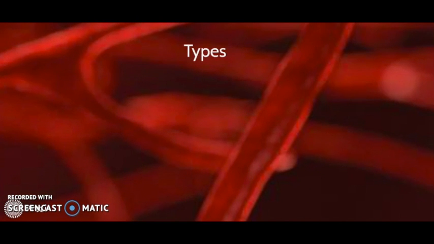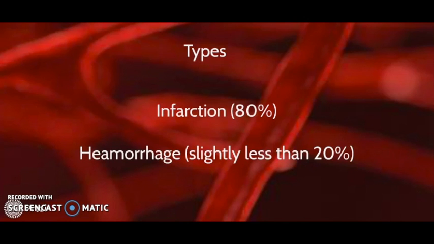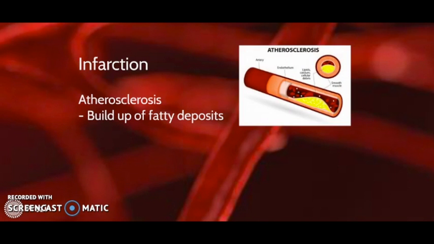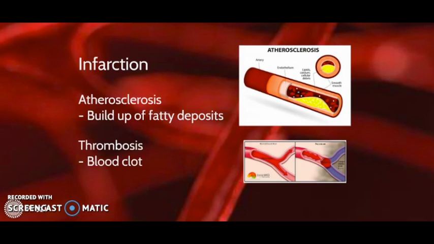There are two types of strokes: an infarction, which causes 80% of all strokes, or a hemorrhage, which causes slightly less than 20% of all strokes. An infarction occurs when the blood vessel is blocked. This can be due to atherosclerosis, which is a buildup of fatty deposits, which ultimately can block the blood vessel, or a thrombosis, which is a blood clot.